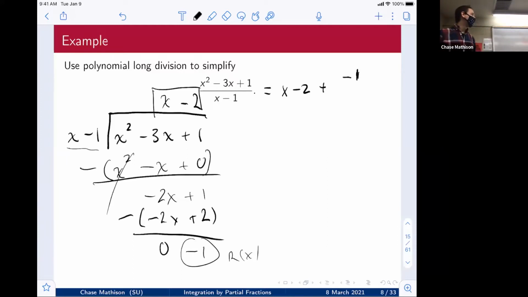But if I had done x cubed minus 3x plus 1, my remainder is actually going to have an x in it. Okay, so this is a special case where my remainder is a constant. The numerator is a constant. Okay, so the remainder over what I'm dividing by. Just like when you're doing long division with just integers, right? You write your remainder over the thing that you are dividing by.